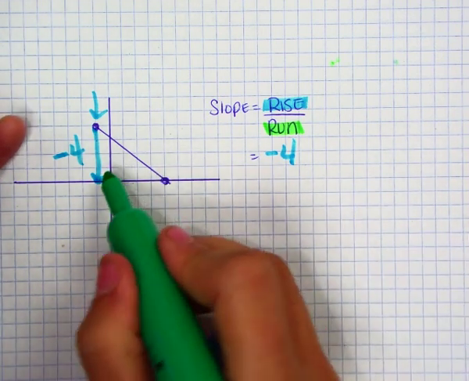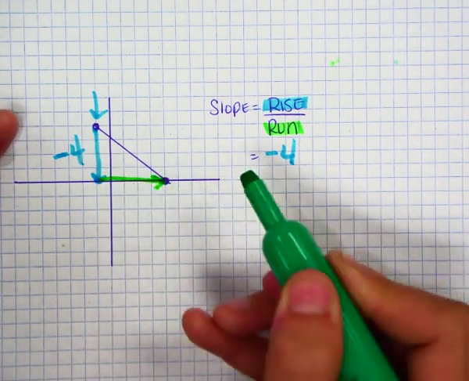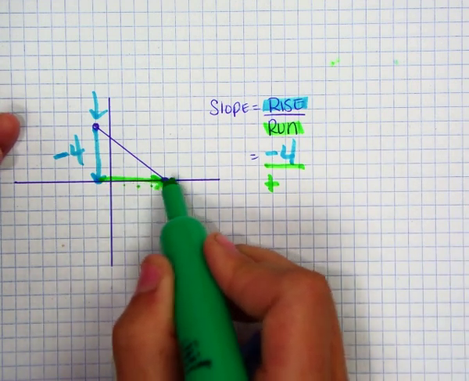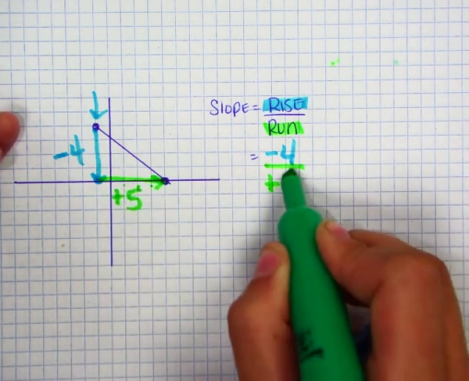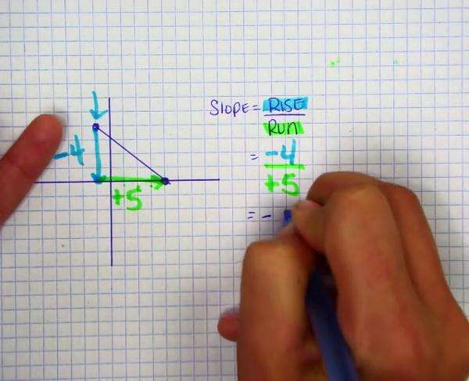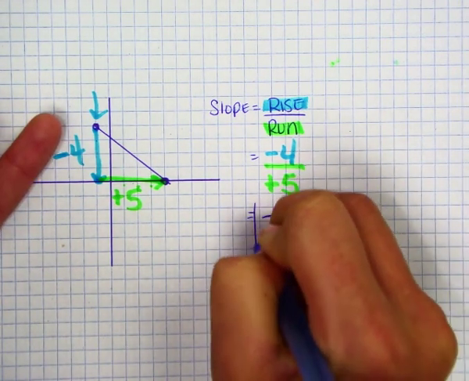Then I'm going to run right, which is a positive movement. 1, 2, 3, 4, 5. A negative divided by a positive is a negative 4/5.